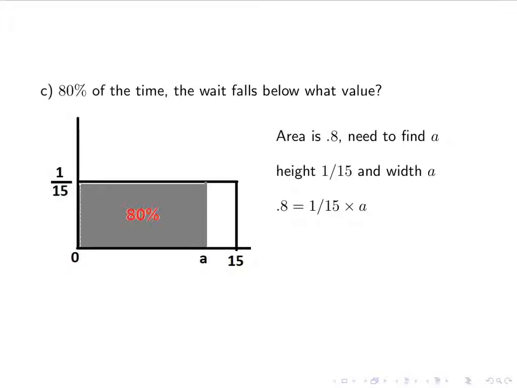So I set up the equation, the area equals the length times width, so 0.8 equals 1 over 15 times A. I want to solve for A, so I multiply both sides by the 15 to get rid of it. So A is 15 times 0.8, which gives us 12. So 80% of the time, the wait is under 12 minutes.